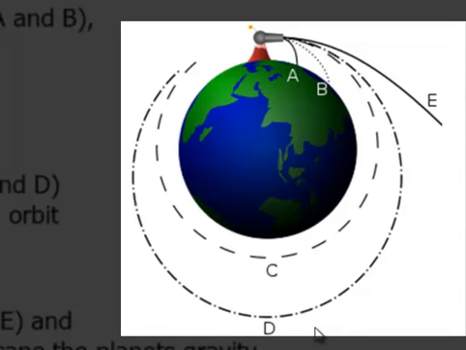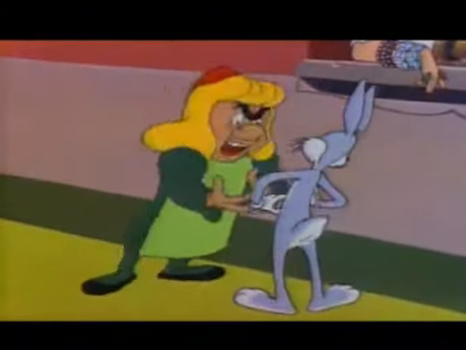Now, how much time would we have to duck and get out of the way? After all, you might have seen the Bugs Bunny comic where he throws a baseball and it goes all the way around the Earth.